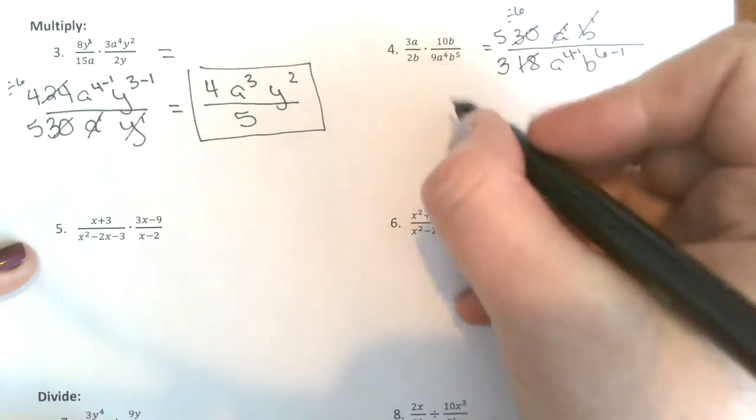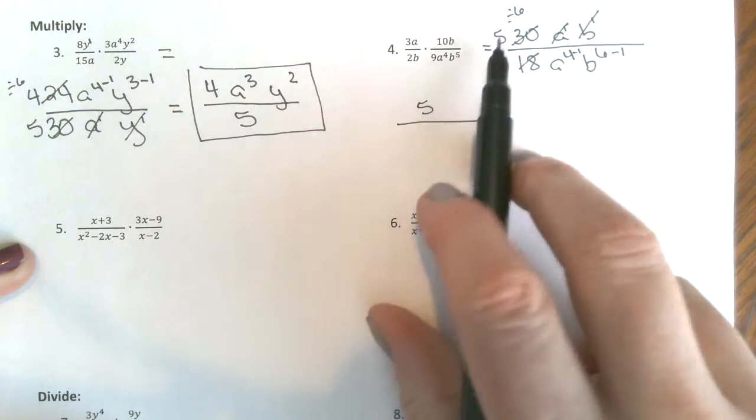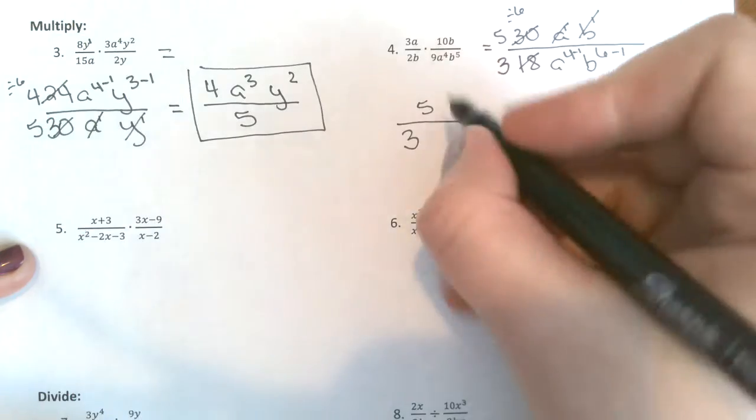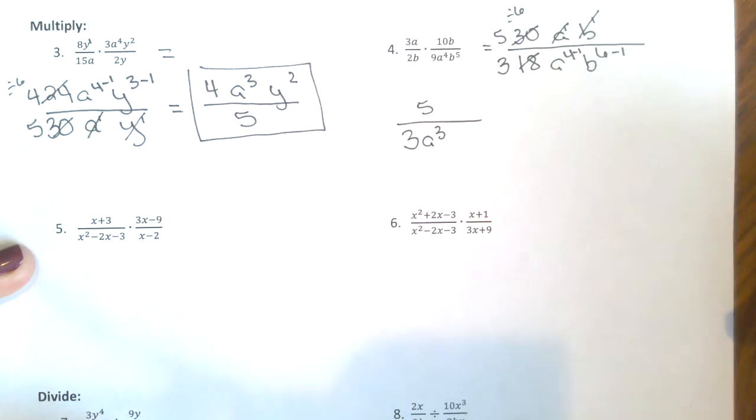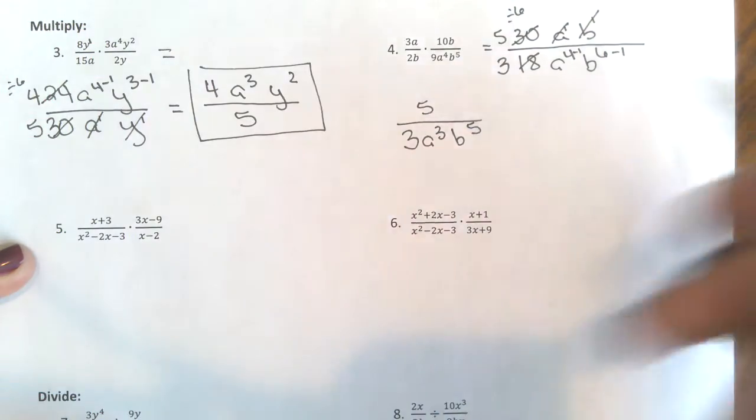So what do I have left in the numerator? I just have that 1, 5. And in the denominator, I have a coefficient of 3. A to the 4 minus 1 gives me a to the third. And b to the 6 minus 1 gives me b to the fifth.